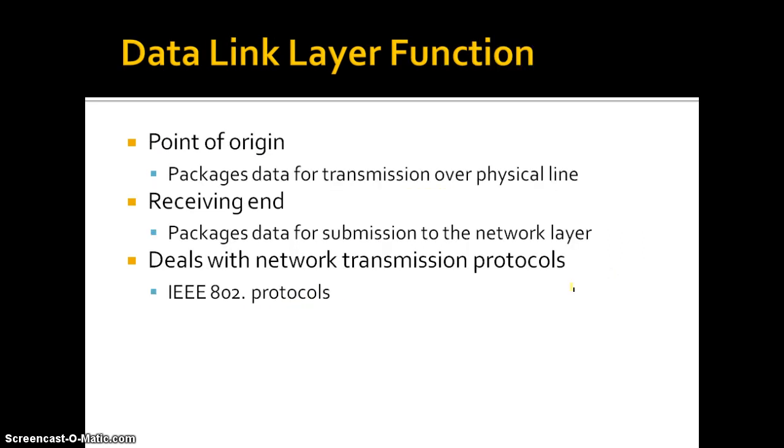Data link layer functions: it describes the point of origin, and packages data for transmission over the physical line. At the receiving end, it packages data for submission to the network layer. It also deals with network transmission protocols, for example, the IEEE 802 protocol.